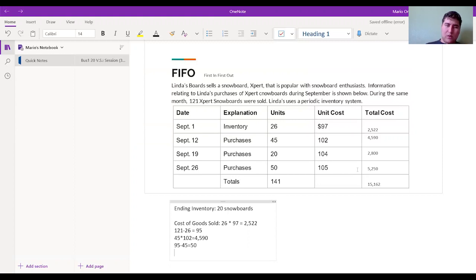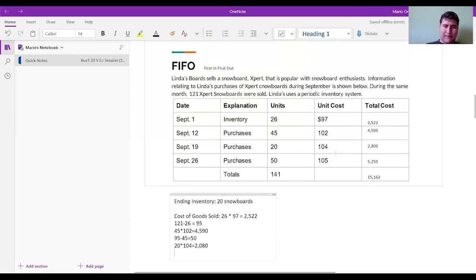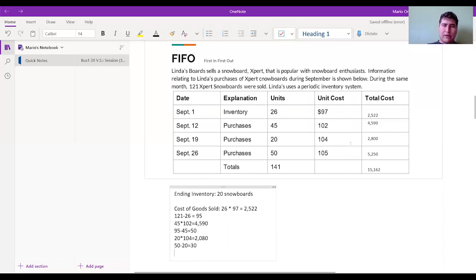Next layer, September 19th, purchases of 20 units at $104 per unit. And we're using up that whole layer as well. That gives us the entire cost of that. And then we're going to keep going down this way. So now we're at 50 units minus the 20 units that we used previously. That'll give us the 30 units.